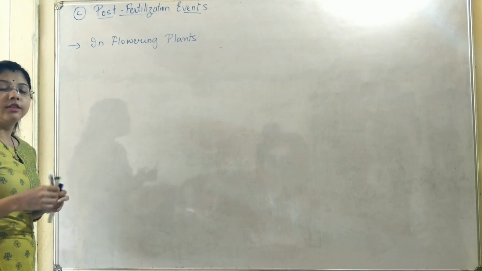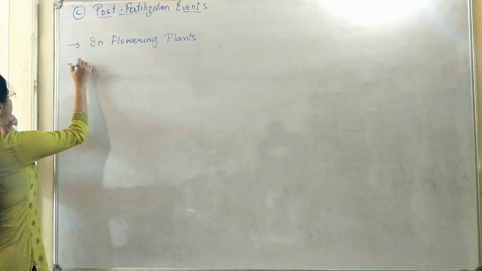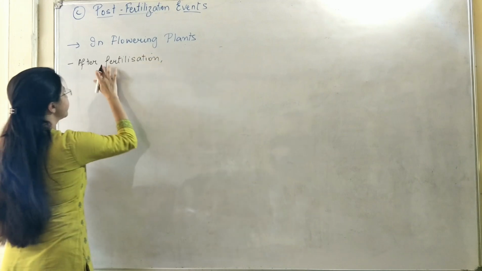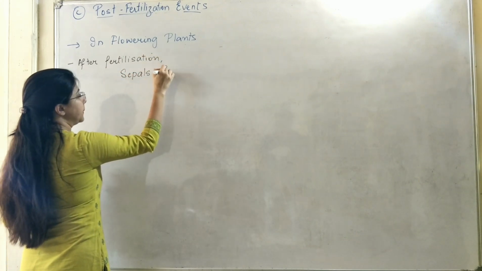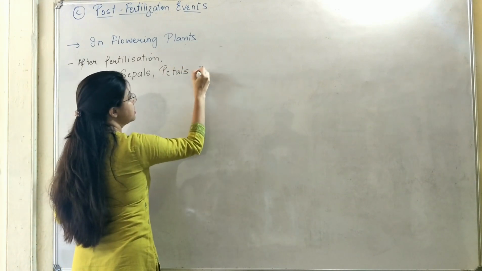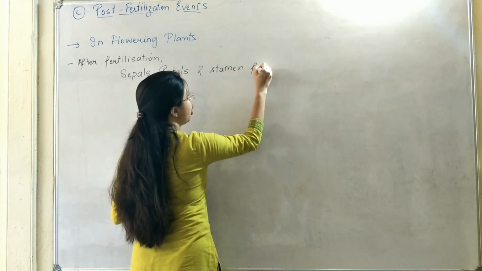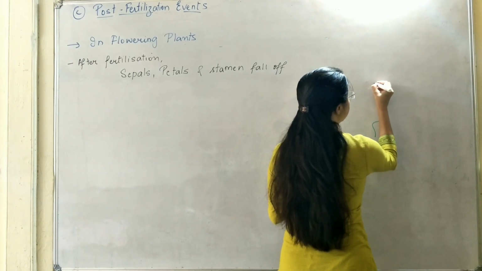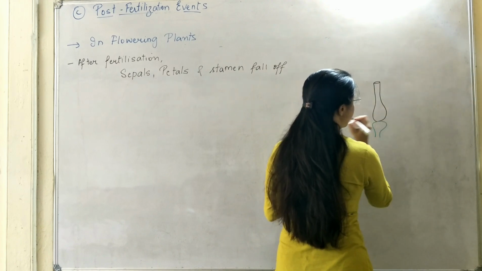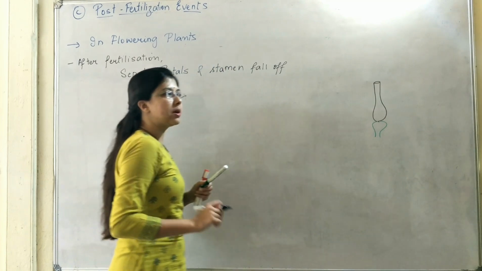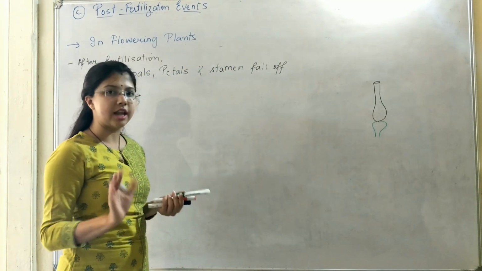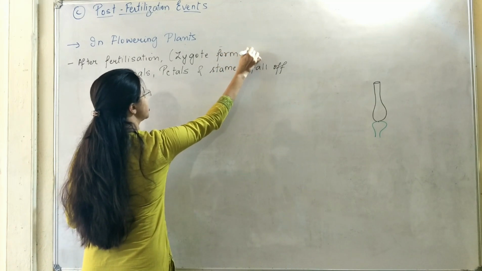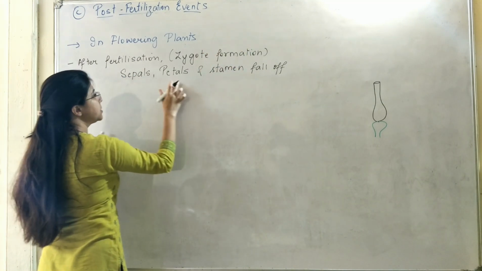But in case of flowering plants, there are certain changes which take place in the structure of the flower. The first and foremost change which occurs is that after fertilization, sepals, petals, and stamen fall off from the flower. What just remains attached to the flower is nothing but the carpel, or you can say the female reproductive part. Rest all the structures, the sepals, petals and the stamen, that is the male reproductive part, will get detached. Not immediately after fertilization, but after the zygote formation has been completed, the sepals, petals and the stamen will fall off.